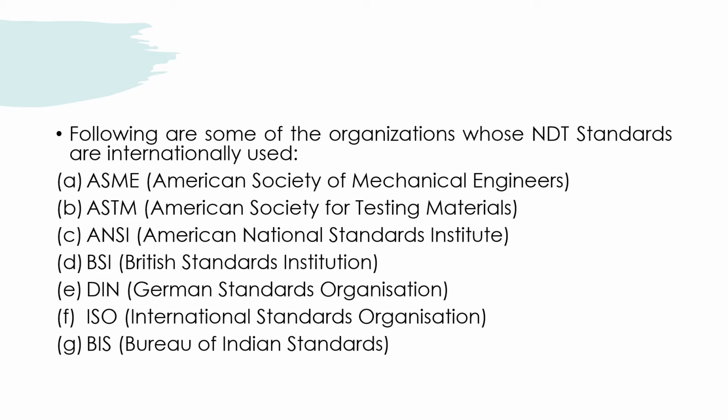Number 4 is BSI, or British Standards Institution. Next one is DIN, which is a German standards organization. Number 6 is ISO, the International Standard Organization. And number 7 is BIS, which is the Bureau of Indian Standards. So these 7 are the standards entities which are internationally used.